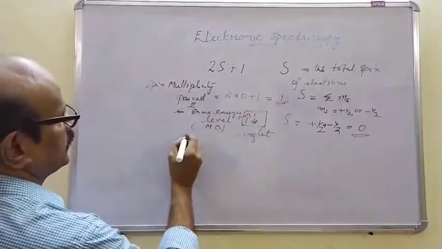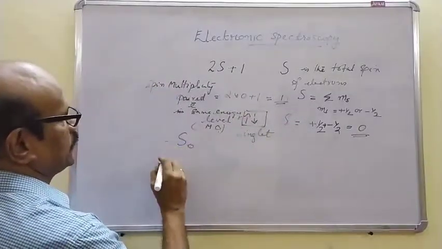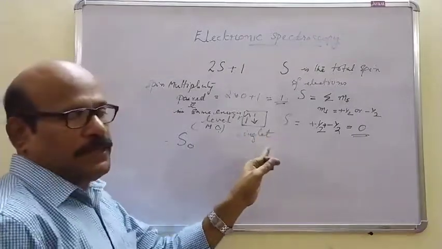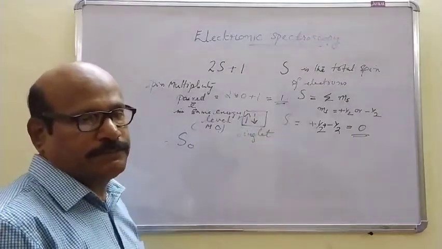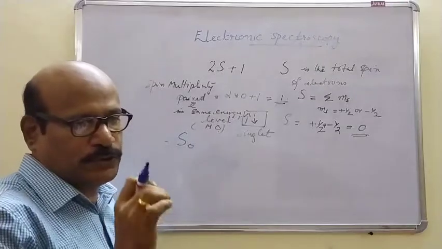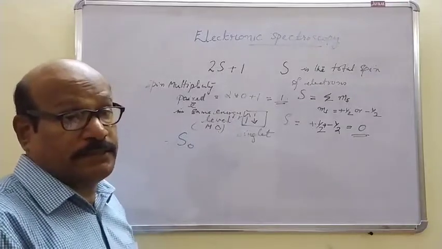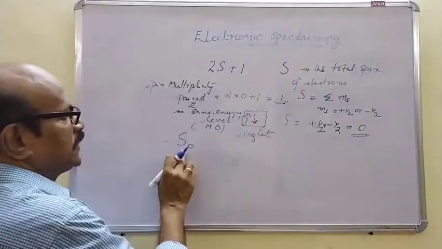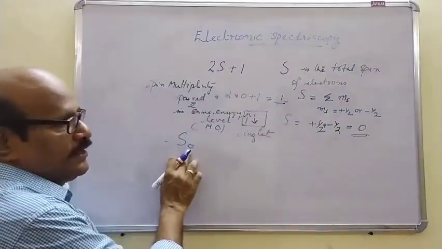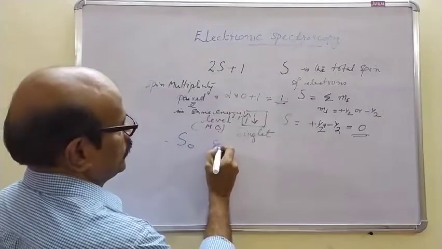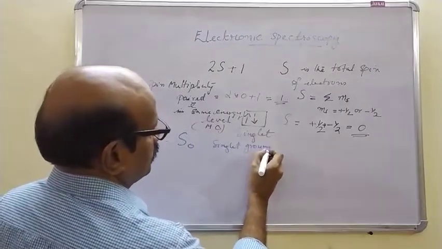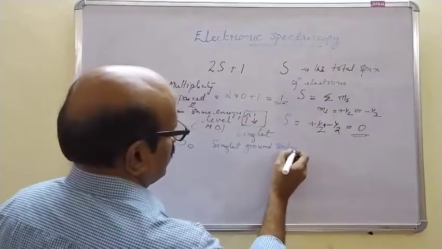This special situation is called S0, that is, the electrons get paired in the same molecular orbital. That usually happens in the stable state, the ground state of the molecule. The singlet ground state of the molecule is usually represented by S0, called the singlet ground state.